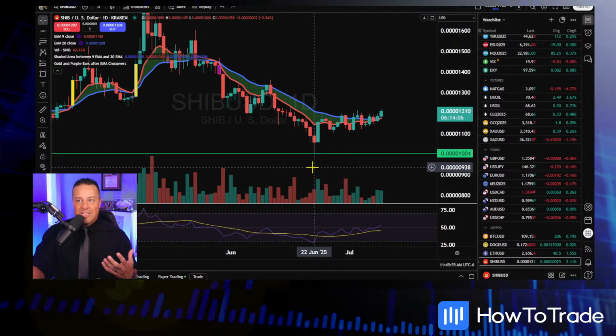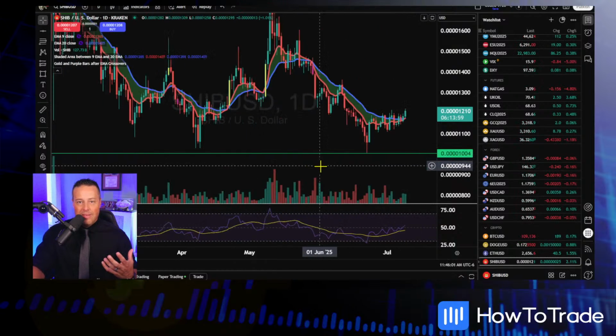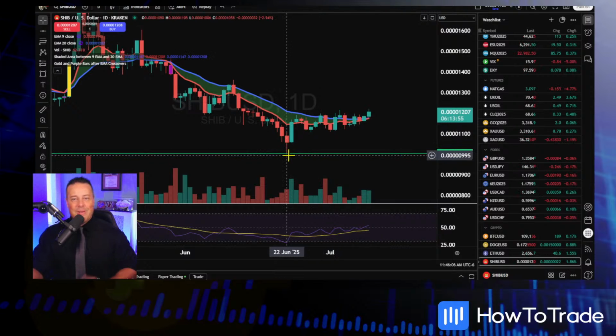Right back there, 22nd of June, that low, right down to 10 flat in Shiba. Look where my line was. Line in the sand was 10. That's beautiful. That's been up there forever. How did I miss that, right? I got to set my alerts. I need that Pine connector, set my alerts.